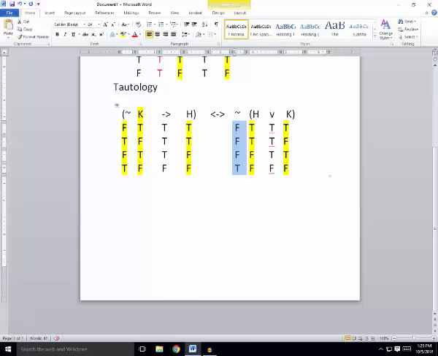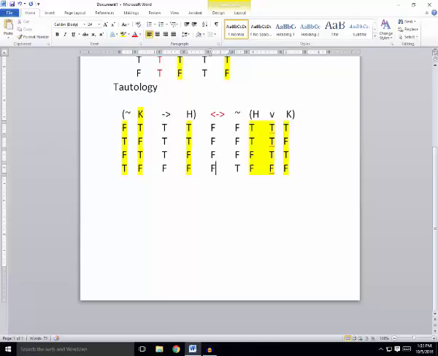Now we can compute the values for the main operator, which is the double arrow in the middle, the triple bar. And the rule for the triple bar is that it's true when they're the same and false when they're different. So we get the result that they are different, different, different, and different. So the sentence is false on every assignment.